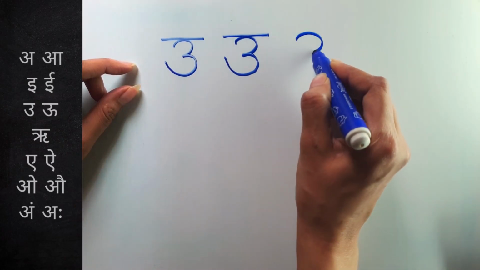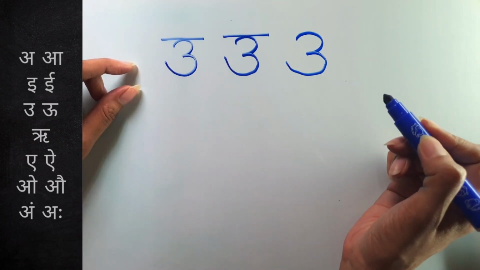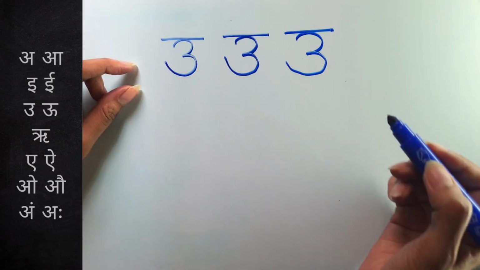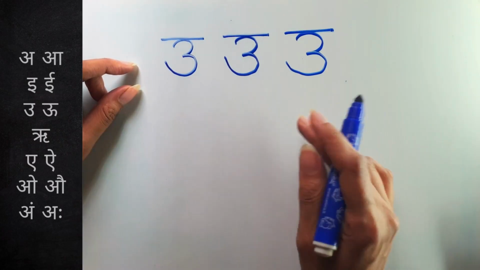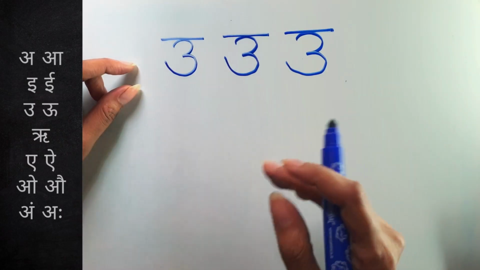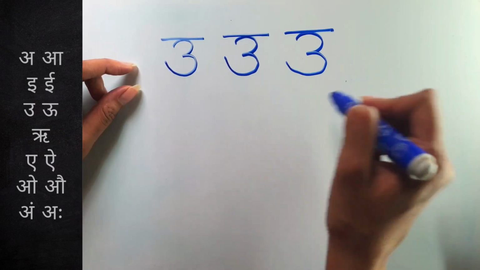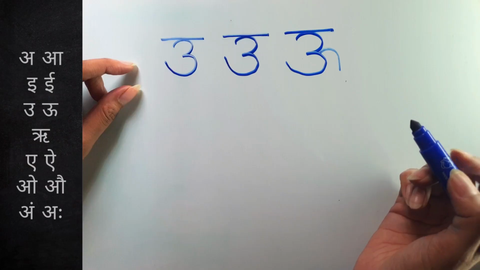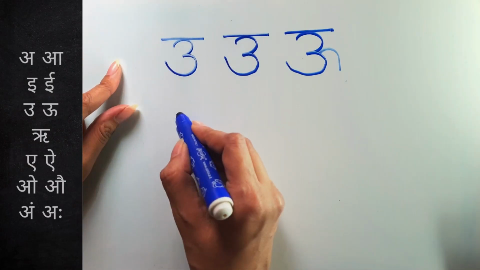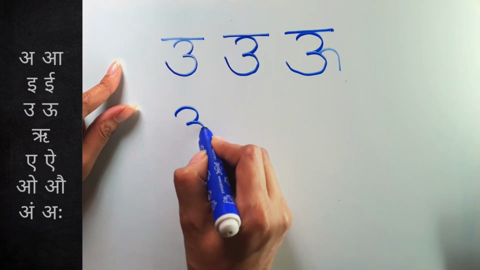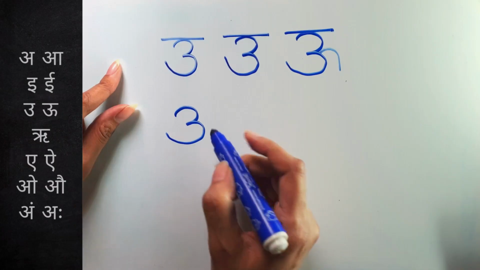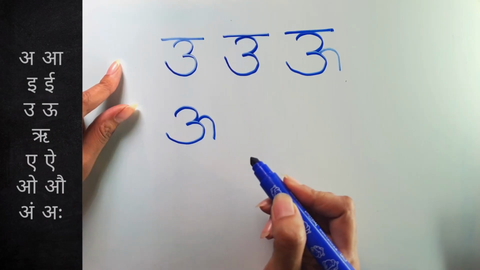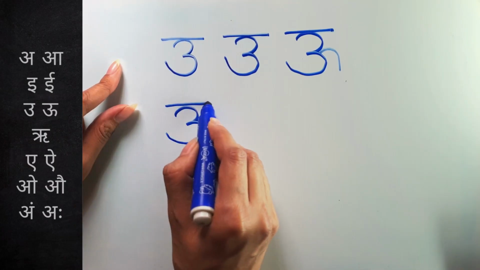Once again, like that. That's it. Now, when we do bada oo, which is the longer oo, all you will do is the same thing, and then you will add this at the end. So something like a 3, and then a tail sort of a thing, and then the top line.